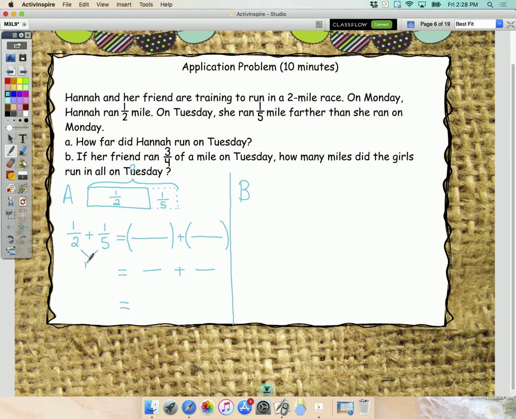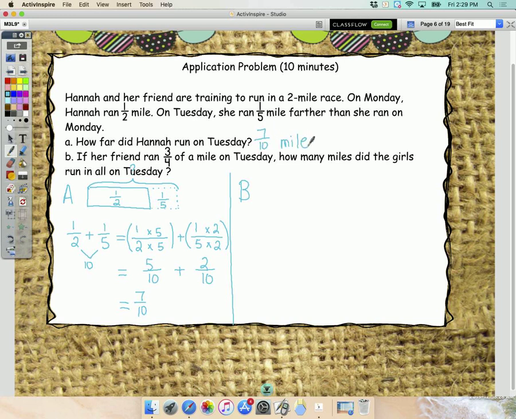and then your common denominator. So 2 times 5 is 10. And remember, I'm just going to copy 1/2, copy 1/5, and then 2 times something equals 10. Hint, it's right here. I know, you're tired of me saying that, aren't you? And 5 times something, hint, it's right here, equals 10. Okay, I won't say it anymore. And so I get for my answer 7/10. So on Monday, Hannah ran 7/10 of a mile.